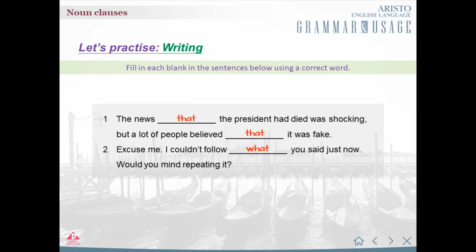When you don't understand something a speaker has said, you may ask them to repeat it by saying, "Excuse me, I couldn't follow what you said just now. Would you mind repeating it?"